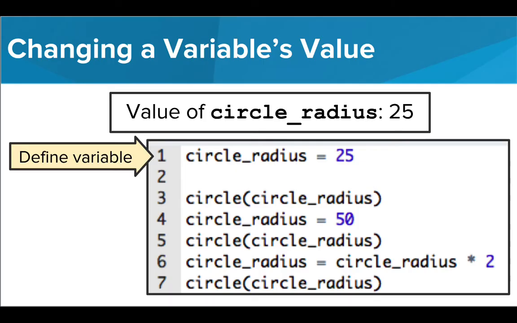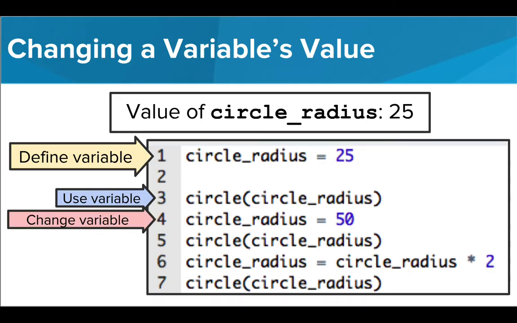At the beginning of this code, we created a variable called circle radius and set its value to 25. So when we use the variable in line 3 to draw a circle, it will have a radius of 25. After we've drawn this circle, we are changing the value of the circle radius variable to 50 on line 4. So when we use this variable to draw another circle on line 5, it will now have a radius of 50.